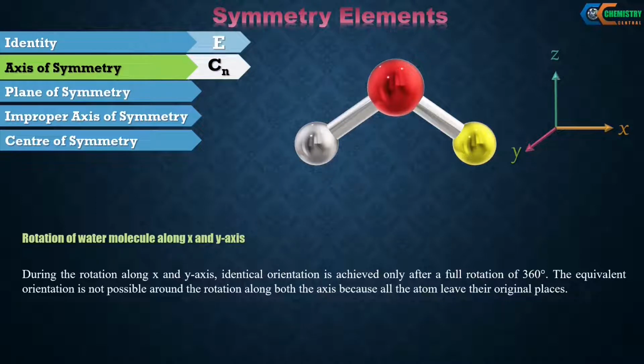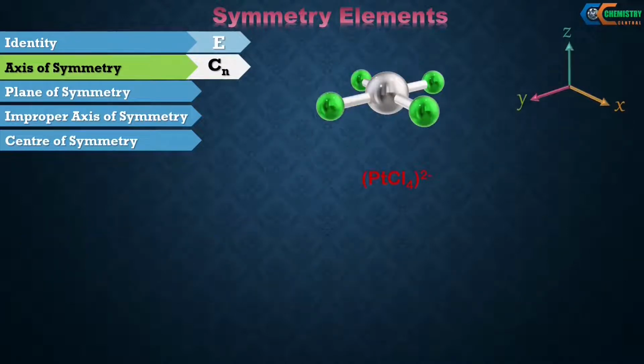Some molecules may contain more than one axis of rotation. For example, imagine the tetrachloroplatinate ion and assign the three axes to this. Imagine the z-axis perpendicular to its molecular plane and the x and y-axes along its platinum and chlorine bonds, as shown here. It can be rotated along the z-axis by 90° to get an equivalent orientation.